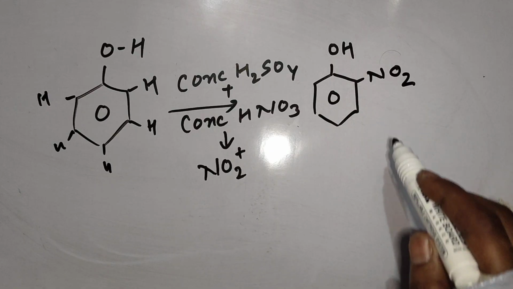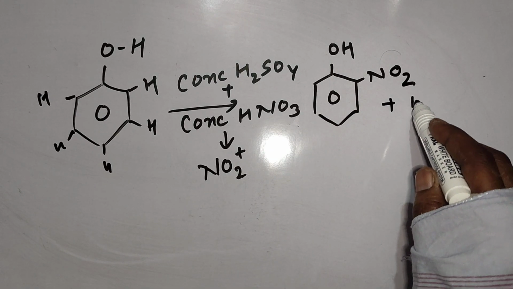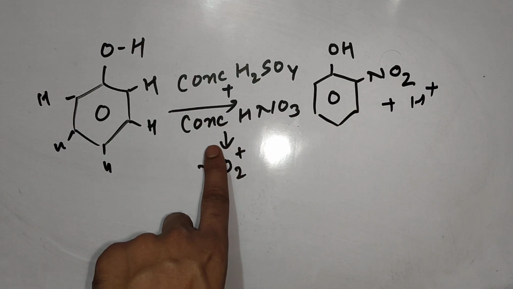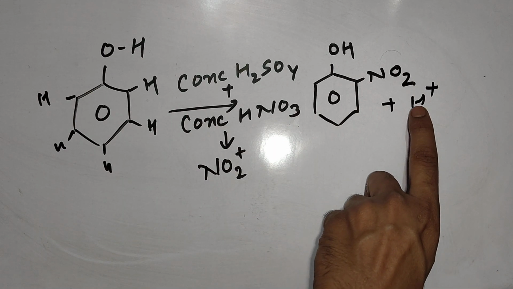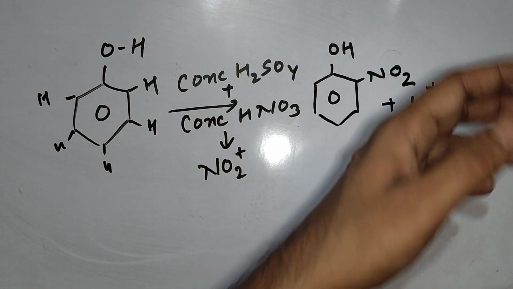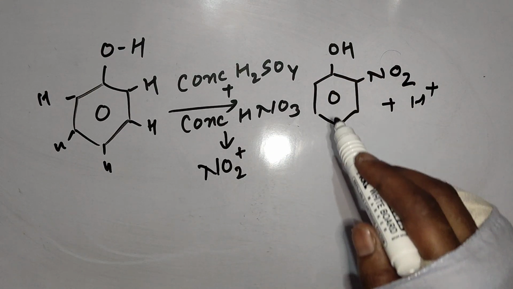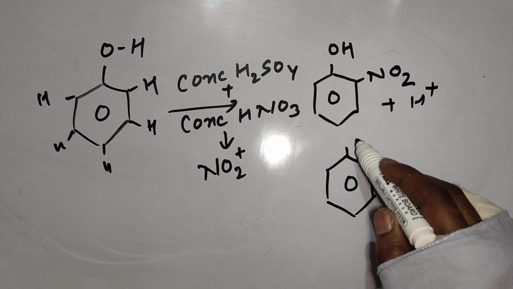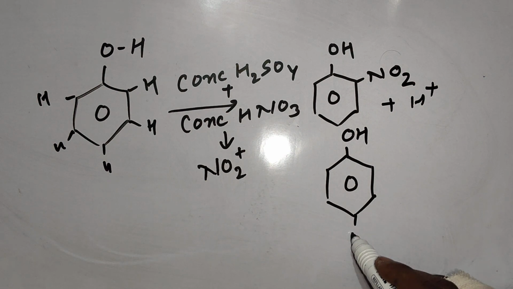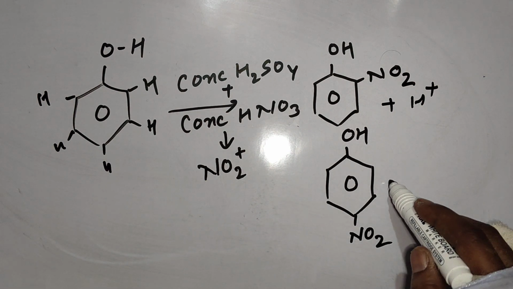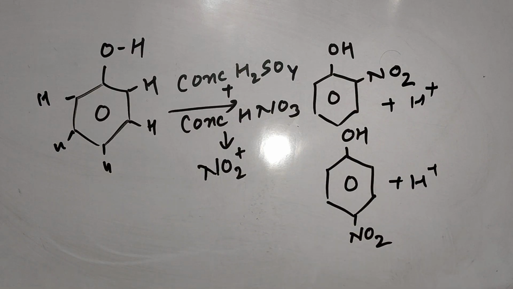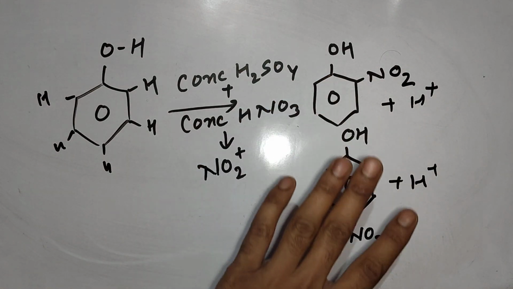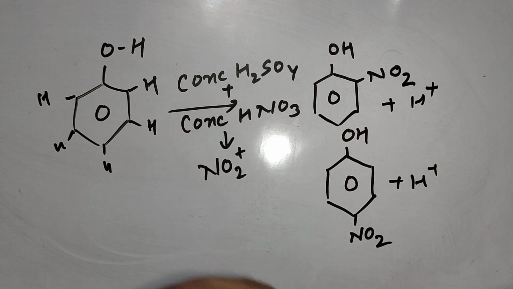NO2 will join here and it will replace H positive. This hydrogen will be replaced by NO2. You can check, this is an electrophile and it has substituted another electrophile. So that's why we are calling it electrophilic substitution reaction. This is ortho substituted product. Second option where it can attack, para position. Here we have para position. H positive will be eliminated out like this. So two products are possible here, ortho and para substituted products, not on meta.